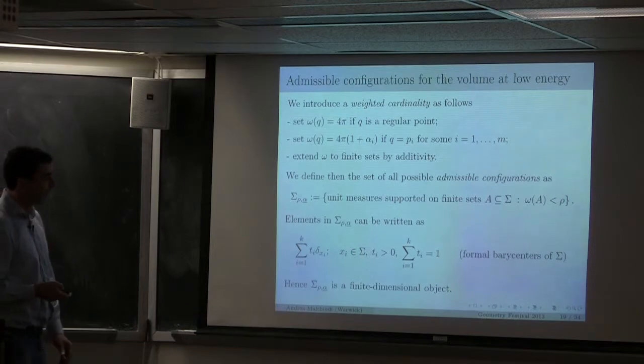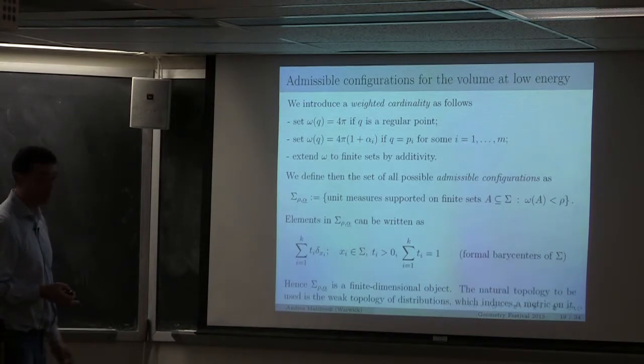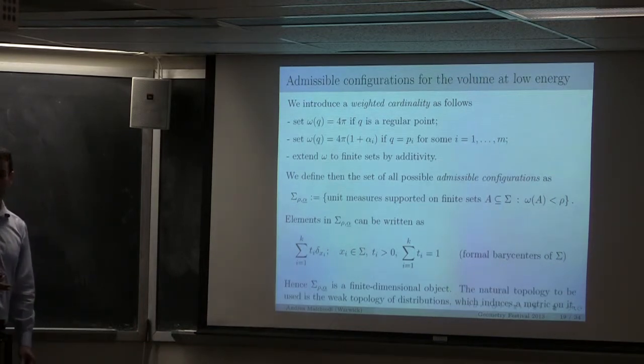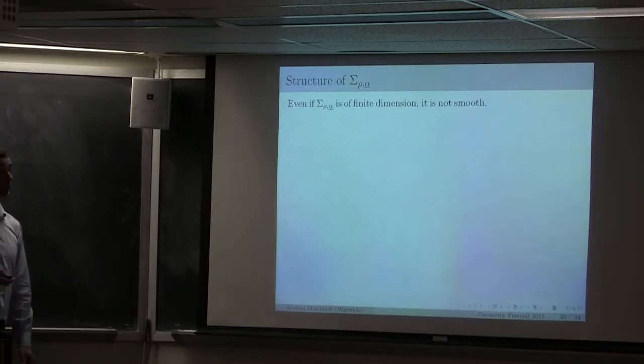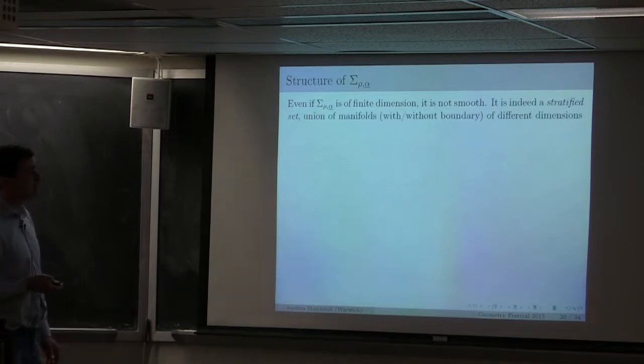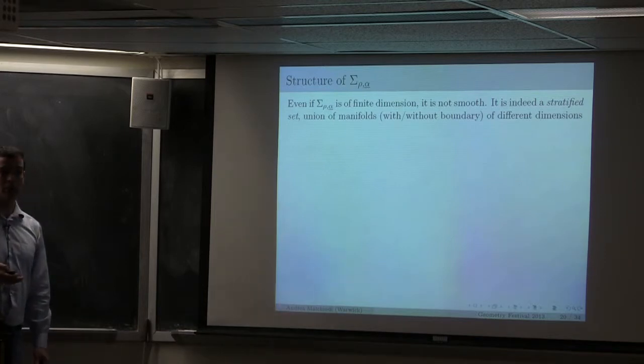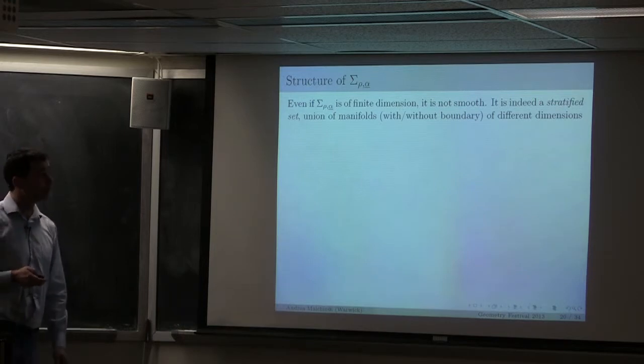But what's the structure of this object? Well, it's a family of measures, so the natural topology to be used should be the weak topology of distributions, which, by the way, induces a metric on this object. So what's the structure of this set? Well, it's of finite dimension, but it's not smooth, indeed. It's a stratified set, a union of manifolds with or without boundary of different dimensions.